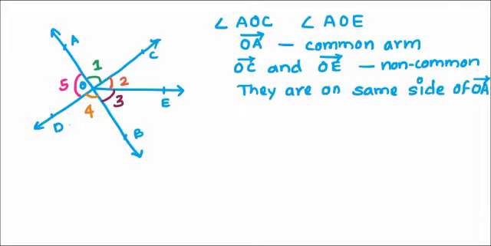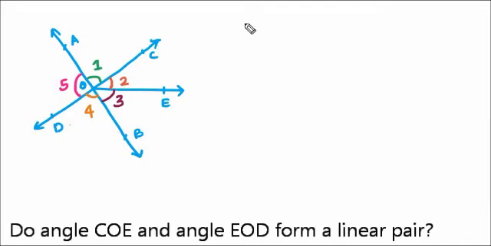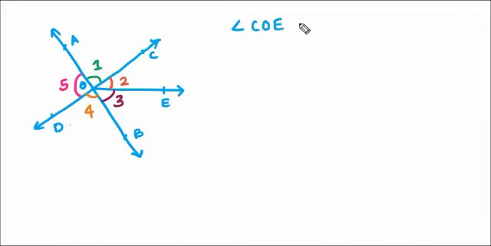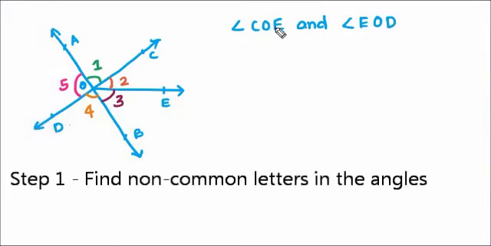And hence we can say that these are not adjacent angles. Third one: do angle COE and angle EOD form a linear pair? Now I'll give you one trick for this. Which are the common letters in this? So we have E and O as common letters. So the non-common letters are C and D.